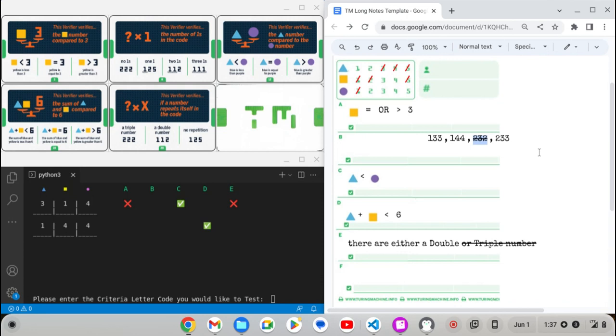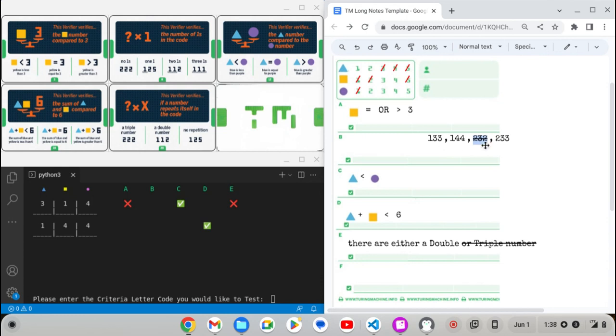Okay, so let's go back and review. The only thing we have not confirmed is whether there's a 1 or finalized criteria card A. Is it that the square digit is equal to 3 or greater than 3? So we do have both of those instances, right? The first and the last potential solutions do have equal to 3. The middle one is greater than 3.